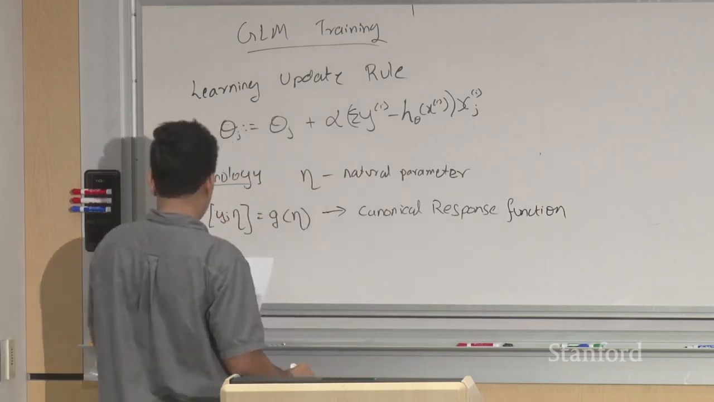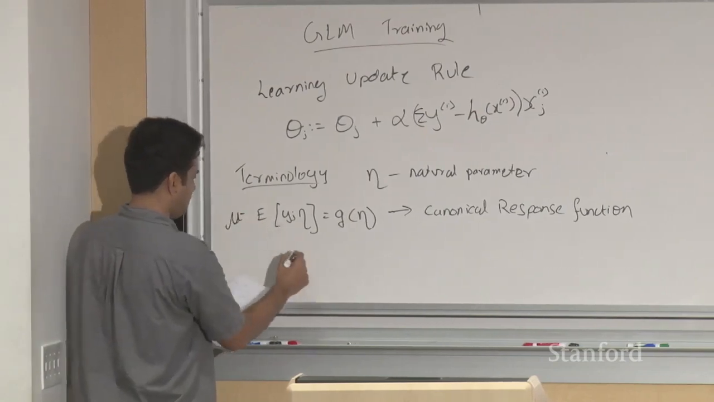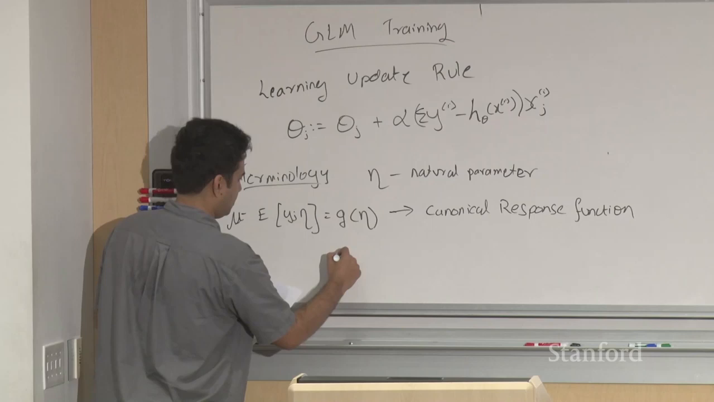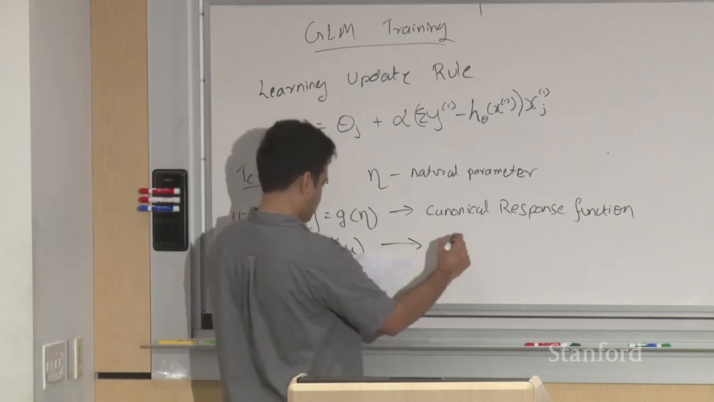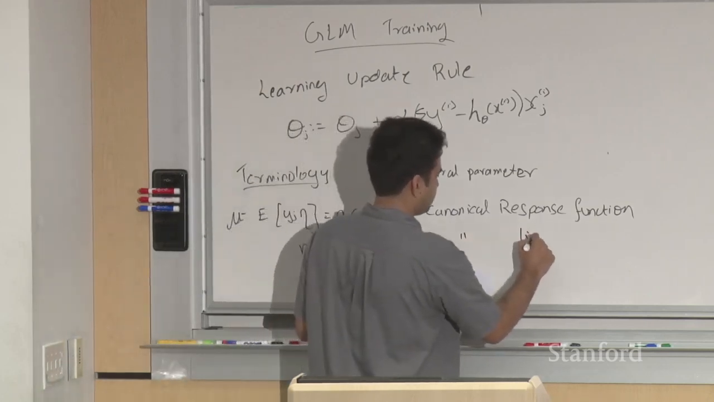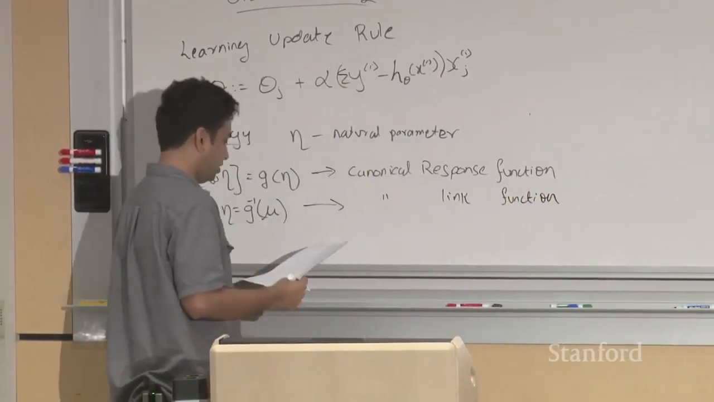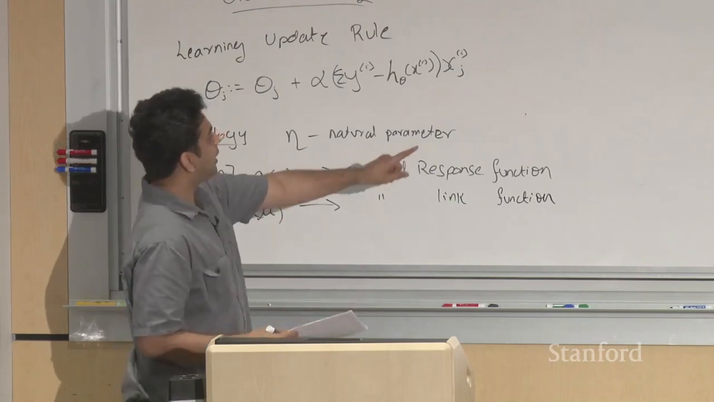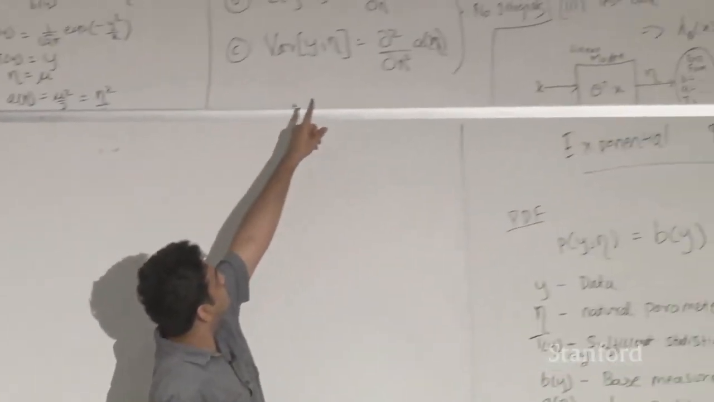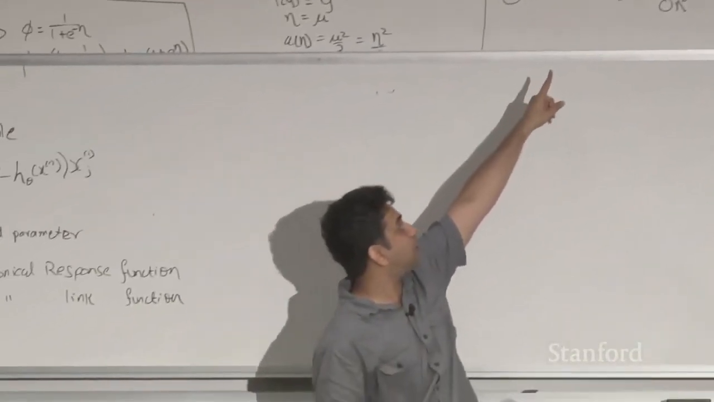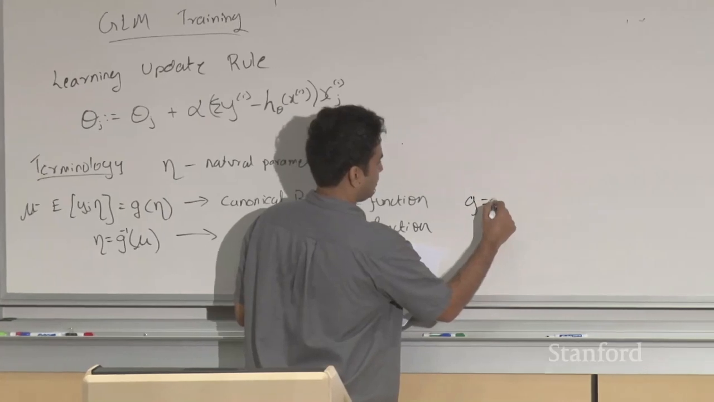Right? And similarly, let's call it mu. It's like the mean of the distribution. Similarly, you can go from mu back to eta with the inverse of this. And this is also called the canonical link function. This is some terminology. We also already saw that g of eta is also equal to the gradient of the log partition function with respect to eta.